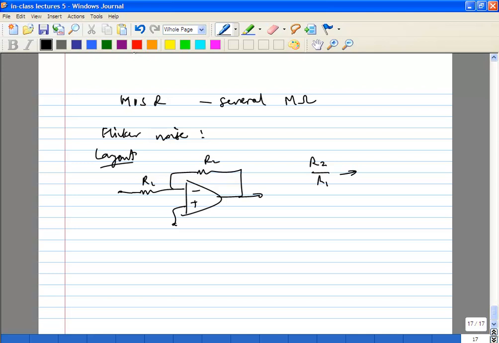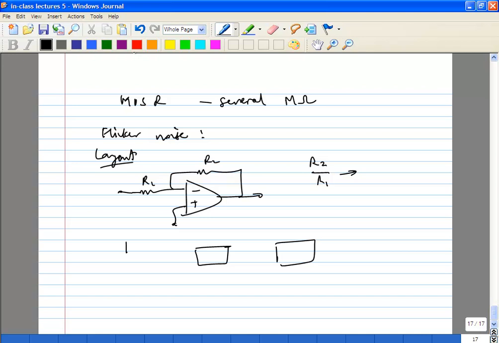So if you want, let's say, R2 over R1 of 4 or something like that. Okay, so let's take the case of 1. If you want R2 over R1 equals 1, obviously you want to lay them out in the same orientation. That is obvious. So that is for sure.